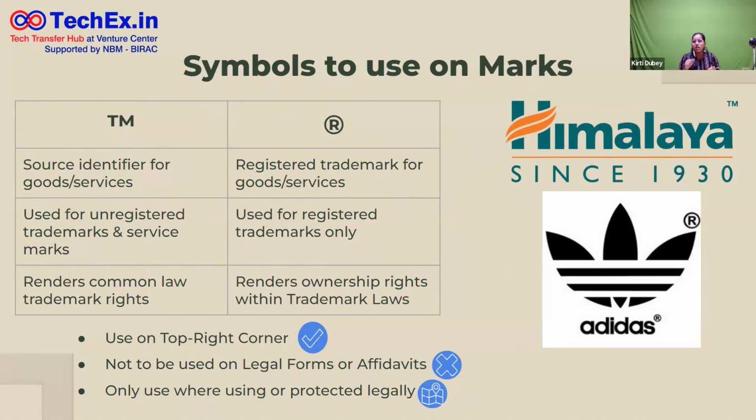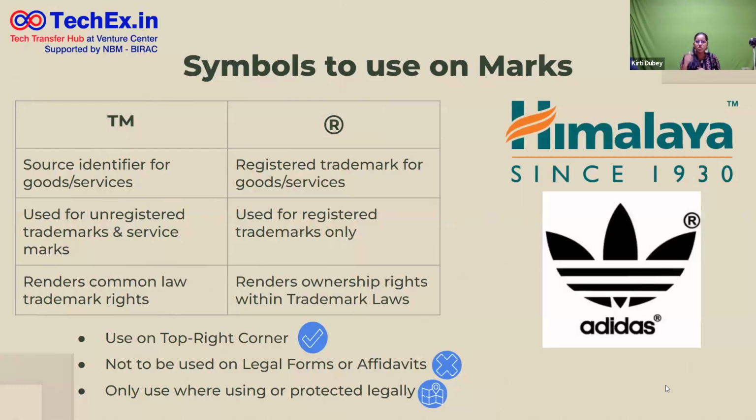Next, we'll go to R. R in a circle is used when your mark is registered. So any registered trademark uses it. Like here, Himalaya is using a TM at the top right corner of their mark, and Adidas is using R. Adidas is already a registered trademark, and R is only used for registered trademarks, and it renders ownership rights in trademark law itself. So this gives you ownership rights within a jurisdiction, and nobody is allowed to use your mark to sell their goods, which are not going to be the same, because these marks have your scheme.